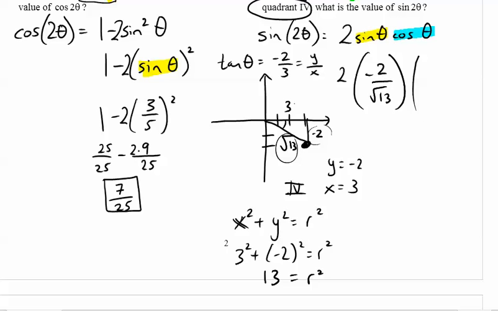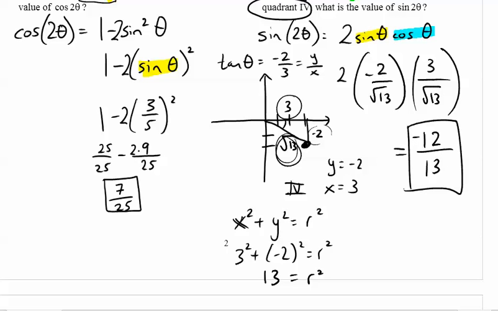And cosine would be adjacent over hypotenuse, 3 over root 13. So now I can multiply 2 times 2 times 3 is 12. Root 13 times root 13 is 13. And that's the solution. Any questions?